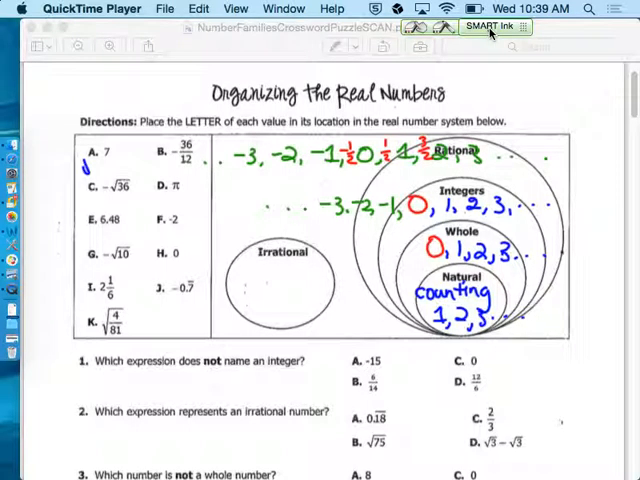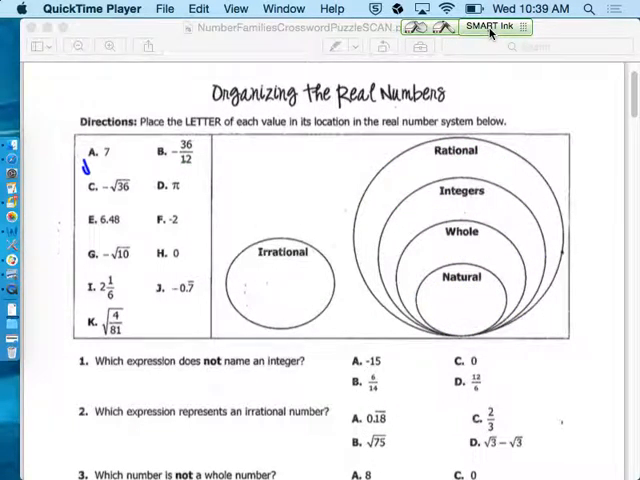You place each number in the innermost subset that it belongs to. So let's do some of these together. A, +7, that is a natural or counting number, so I would put that down here. B actually simplifies down to -3. That's not a counting number. It's not a whole number, so it falls in the category of integers. C, the square root of 36 is 6, and there's a negative sign in front of it, so that's really just an integer. It's not a whole number, it's not a counting number.